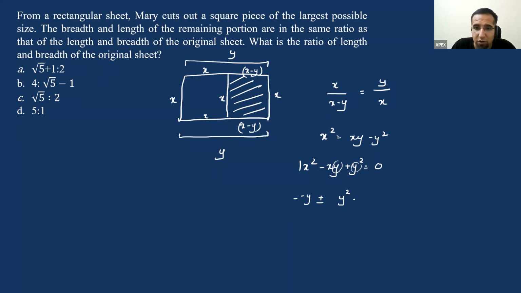Clear? Right? So that will give you how much, guys? Minus 4 into 1 into y square. This is a minus of minus here.